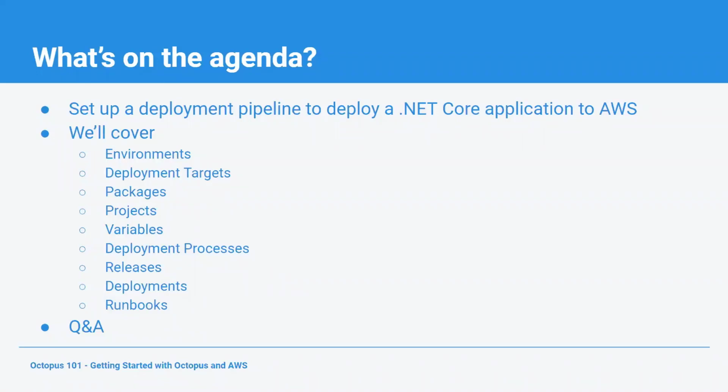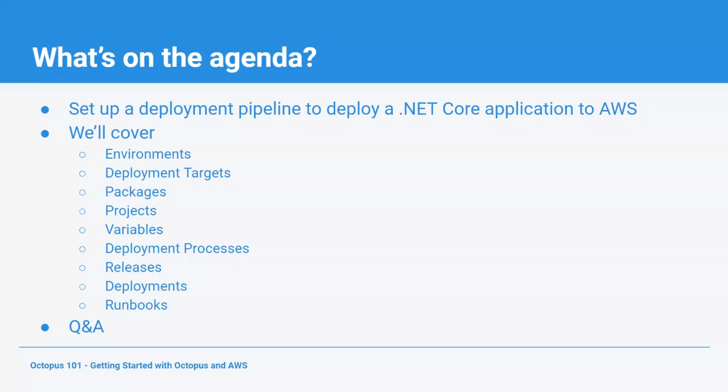So we're going to cover how to set up your environment and deployment targets in Octopus. We're going to tell Octopus about your application packages. We're going to set up your project, variables, and deployment processes. We're going to tie that up at the end and create a release and deploy that out to our infrastructure.